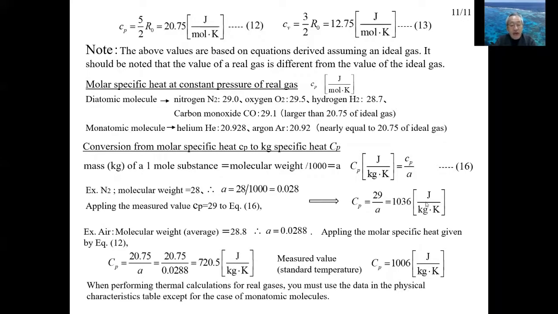We know from the above result that if the specific heat is required when performing thermal calculation for a real gas, it is necessary to use the data in the physical characteristic table of specific heat, except for the case of monatomic molecules. This is the end of lecture 12.